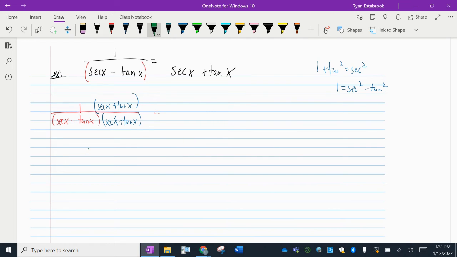And then when you do this, the numerator is secant plus tangent, over secant squared x minus tangent squared x. What does this denominator equal? Awesome, it's 1. So it's secant x plus tangent x equals, check mark.